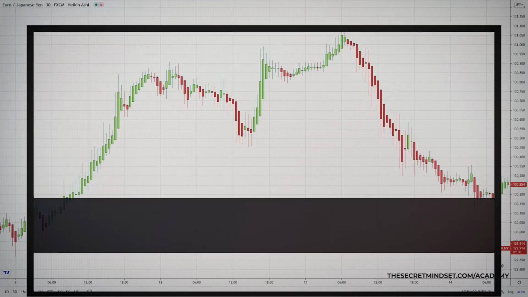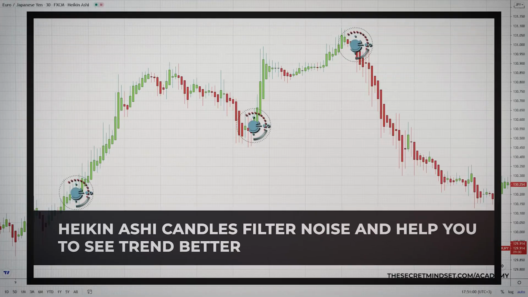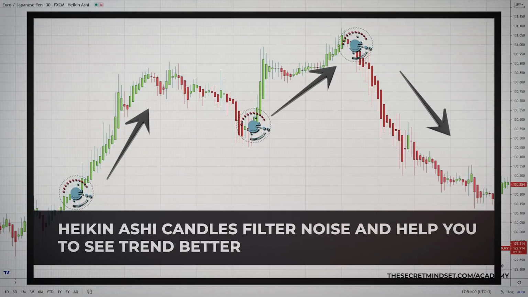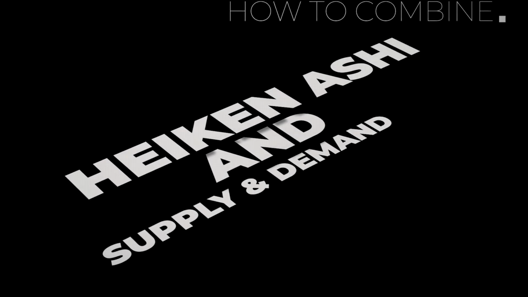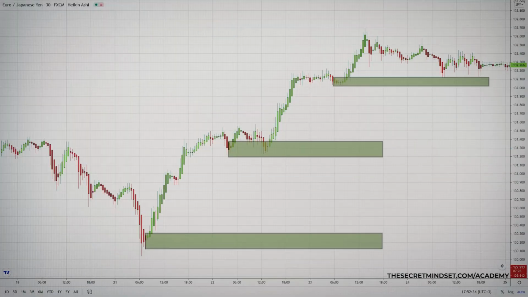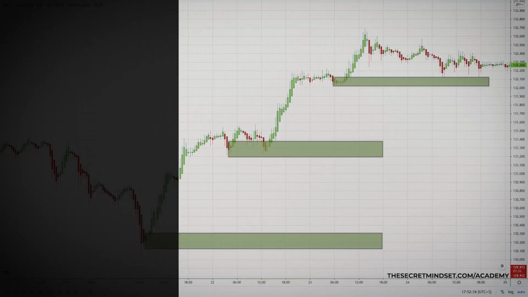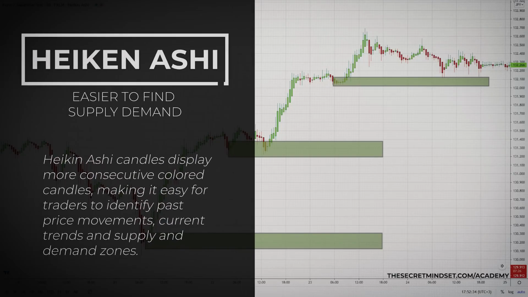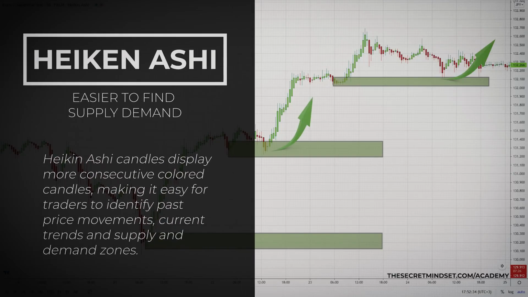I don't want to insist too much on this topic, as I have several videos on this channel explaining how these candlesticks work. Just remember that Heiken Ashi filter noise and help you to see the trend better. So why trade supply and demand areas using Heiken Ashi? As you know, the candles on a traditional candlestick chart usually change from green to red, making it difficult for some traders to read them properly.